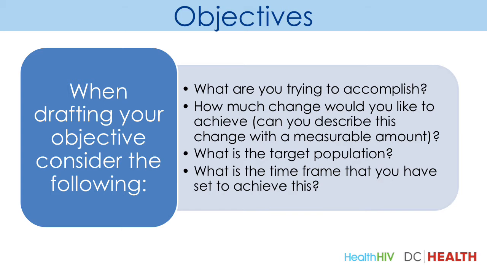What are you trying to accomplish? How much change would you like to achieve? And can you describe this change with a measurable amount? What is the target population? What is the time frame that you have set to achieve this? Keep in mind that objectives should be drafted for each goal and they should be specific and tangible. For instance, you should be able to check off objectives as you accomplish them. For example, interviewing 100 people.